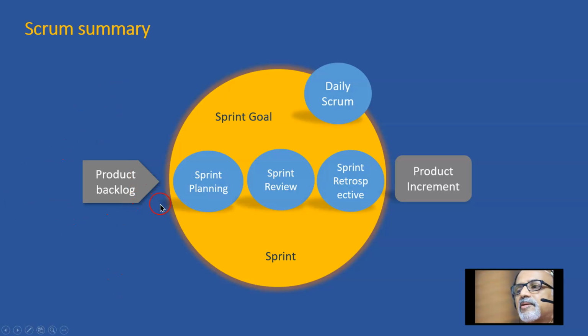So the product owner keeps on developing the product backlog, focusing on the product's goal, and he prioritizes them, and he proposes a set of backlog items to be developed within a sprint to a sprint planning meeting, which is attended by the product owner, Scrum Master, and the development team.